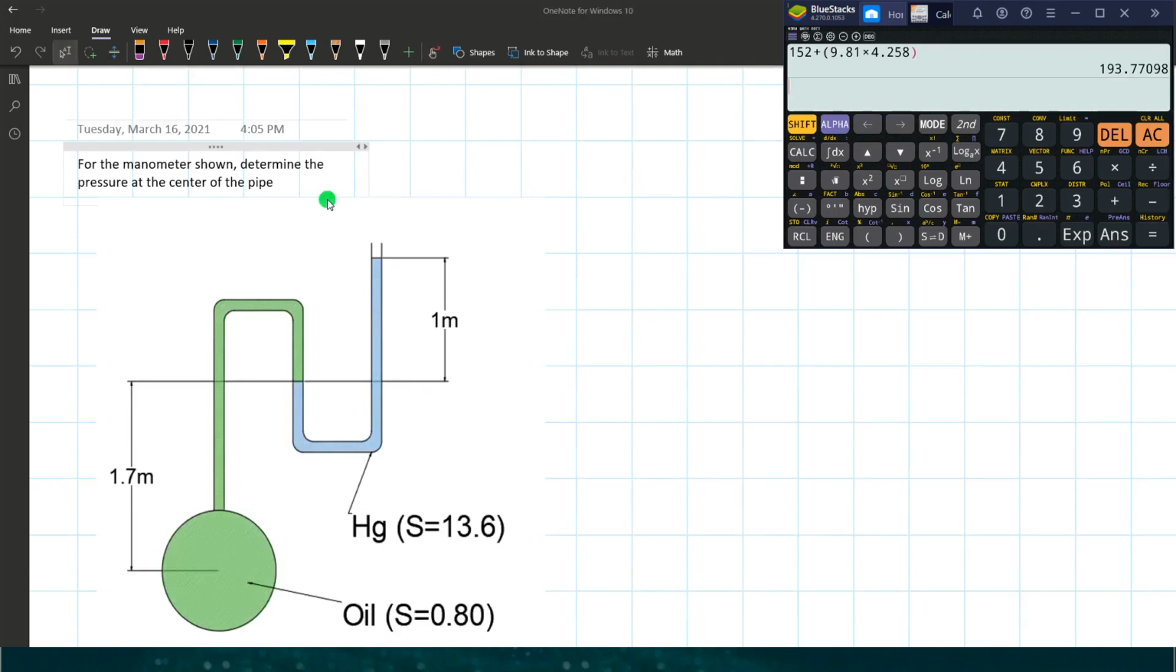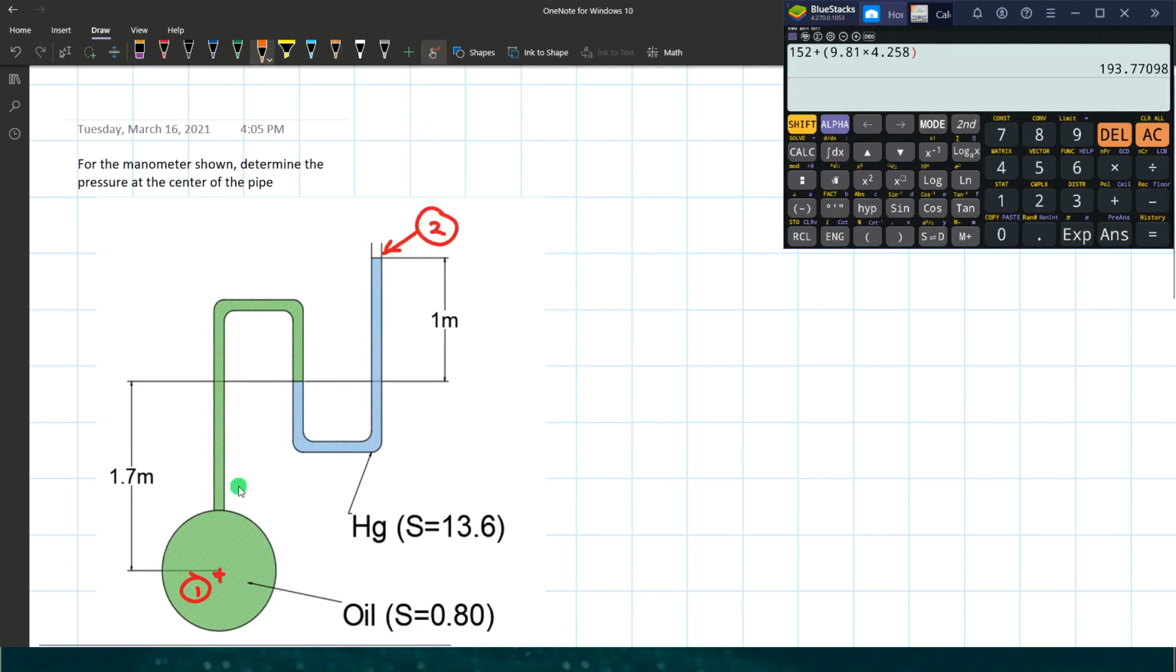For the manometer shown, determine the pressure at the center of the pipe. Center of the pipe, here's the pipe. The center is located here. Okay, so let's apply again the solution for pressure difference. So let's say we start at the center of the pipe. Let that be point 1. Okay, we assign this as point 1. The endpoint is at the free surface of the mercury. That's the endpoint. So we end there, point 2.